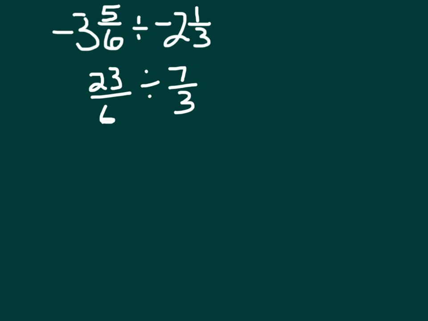And now, one of the things you can notice about the problem now is we have a negative sign here and a negative sign here. That means we have two negative signs, and that means our answer is going to be positive. So we don't have to worry about the negative signs anymore. We know our answer is going to be positive. So now we have to rewrite the problem as 23/6 times, and we flip the second fraction and make it 3 over 7.